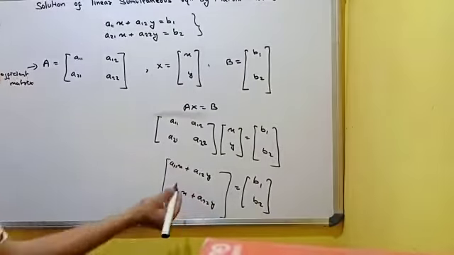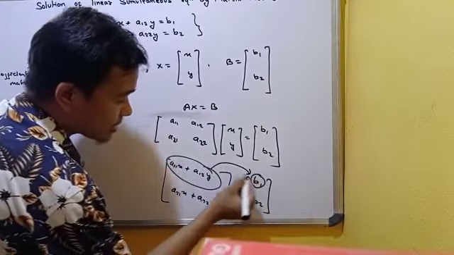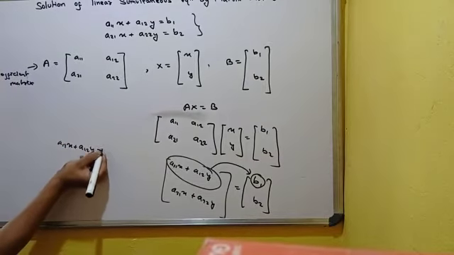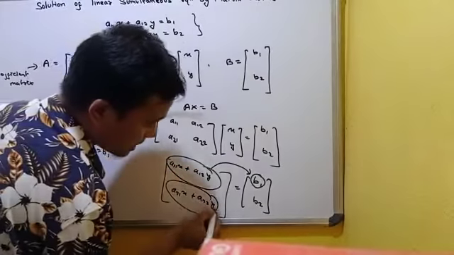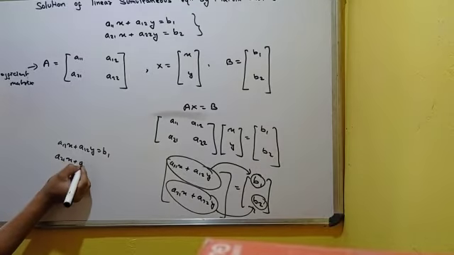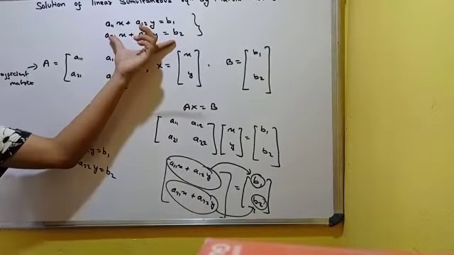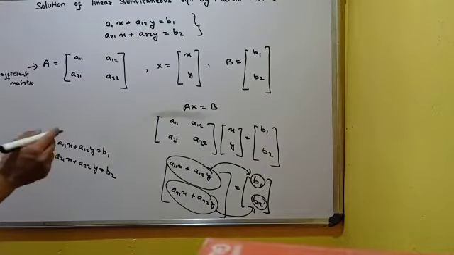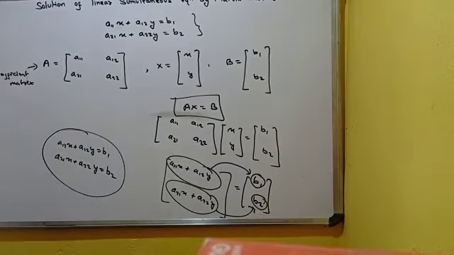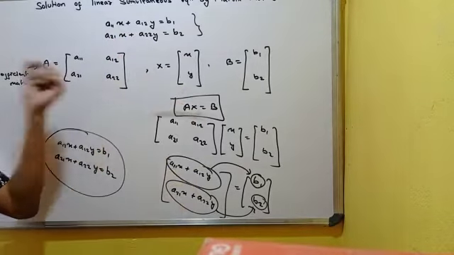Now by the equality of matrices, each element is equal to the corresponding element of the other matrix. So from this you will get a11x plus a12y is equal to b1, and a21x plus a22y is equal to b2. So from this, can we get this set of linear equations? Yes. So this is the matrix notation of the linear simultaneous equations.